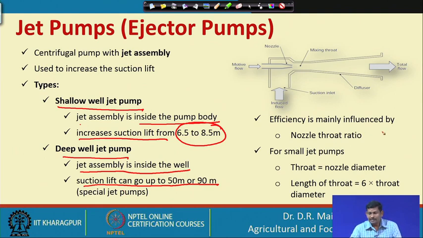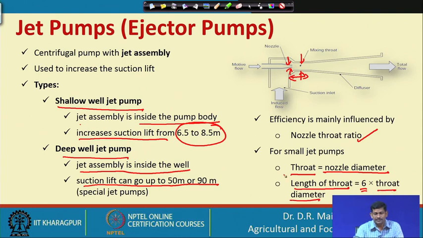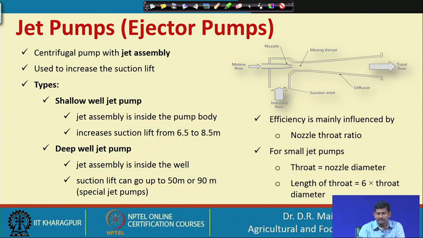So, efficiency is mainly influenced by the nozzle and throat ratio, right. This is the nozzle diameter and this is the throat diameter, okay. For small jet pumps, the throat is equal to the nozzle diameter, and the length of the throat, which is this one, is equal to 6 times the throat diameter, okay. So, these are the design parameters we need to consider.